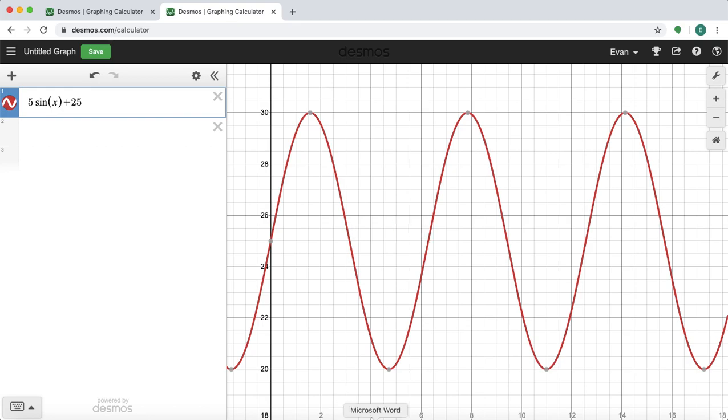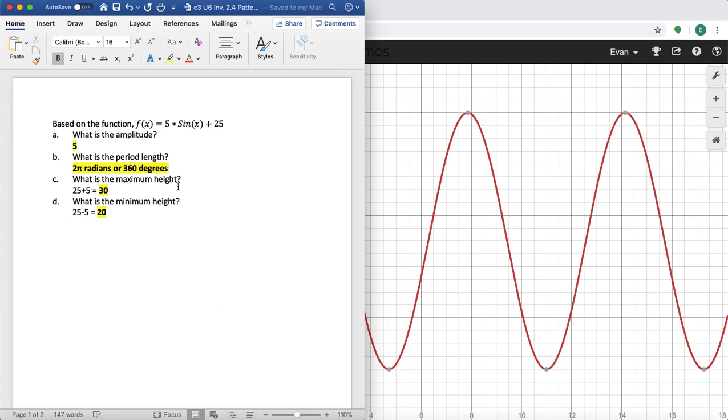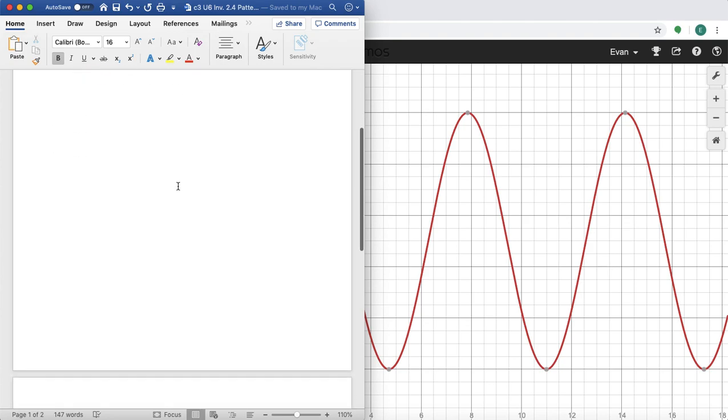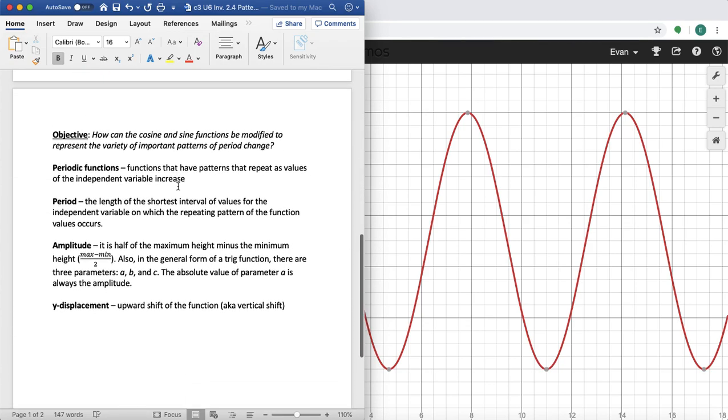Now, we have talked about some very important vocabulary in this problem, and I want to go over the official vocab. This investigation's objective in the textbook is: how can the cosine and sine functions be modified to represent the variety of important patterns of period change?